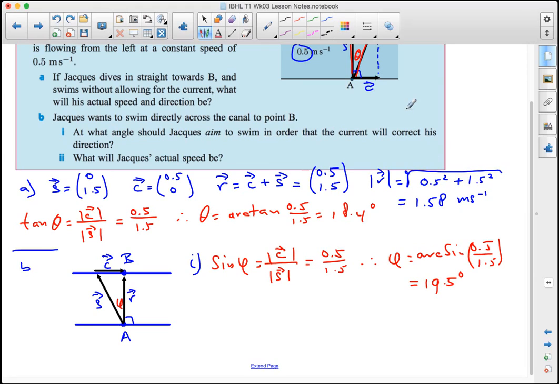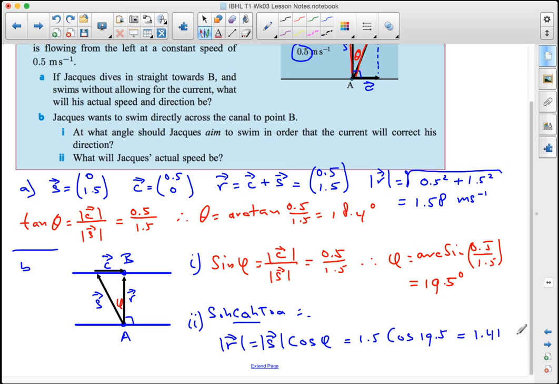So it's not the same angle as in part A, because it's not the angle that is taken by the current, but the angle in which he swims towards the current. And that will bring him to point B, that angle, 19.5 degrees. Now, the second part is fairly simple, because if we stick to SOHCAHTOA, then we know that what we're looking for here is the adjacent side, and we know the angle, and we know the hypotenuse, so we need to use that bit. So we can say the length of the resulting vector is the hypotenuse times the cosine of phi, which is 1.5 cosine 19.5. Comes down to 1.41 meters per second.